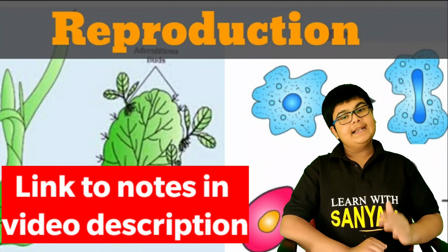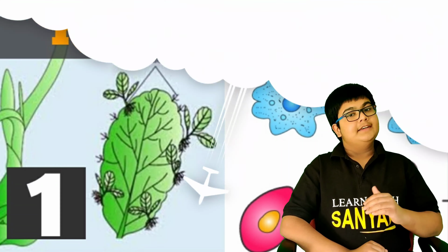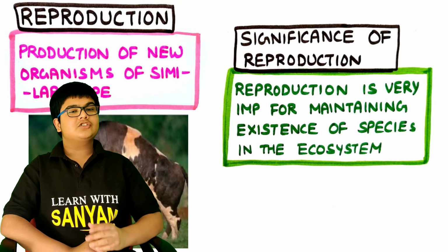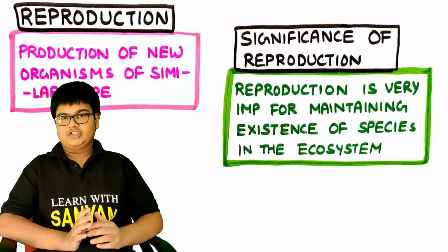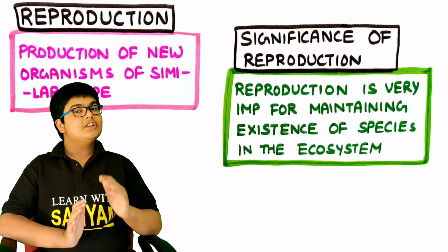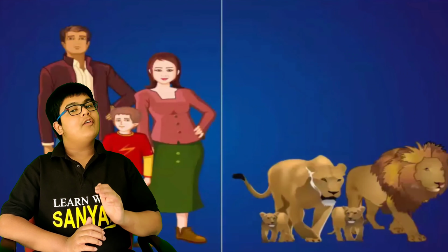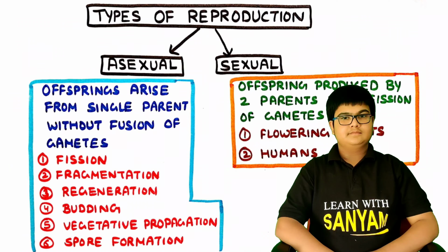Let's begin by understanding the definition of reproduction. The production of new organisms of similar type is called reproduction. Significance of reproduction. Why is reproduction so important? Reproduction is very important for maintaining the existence of species in the ecosystem.